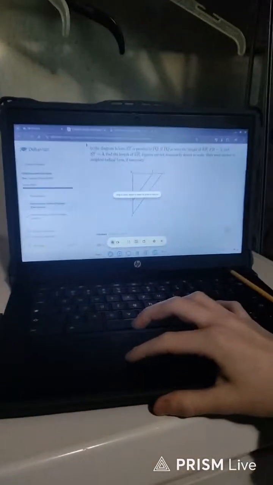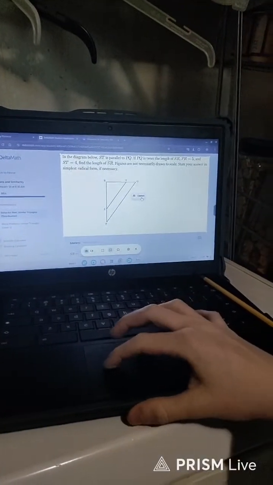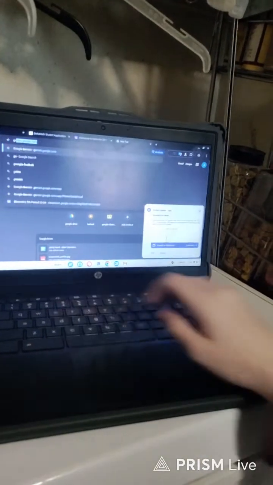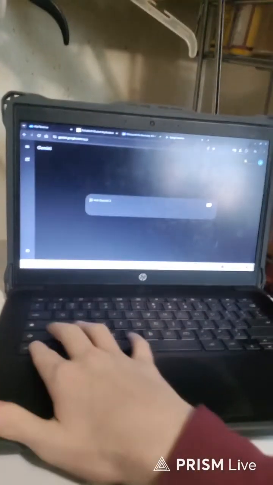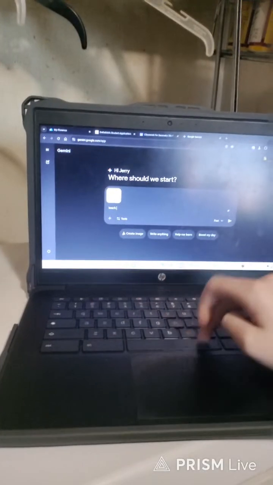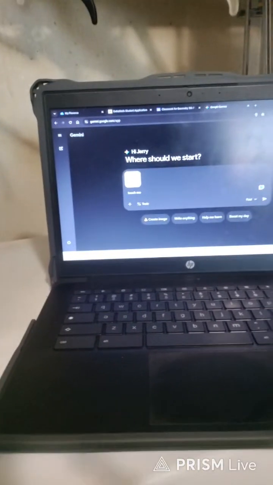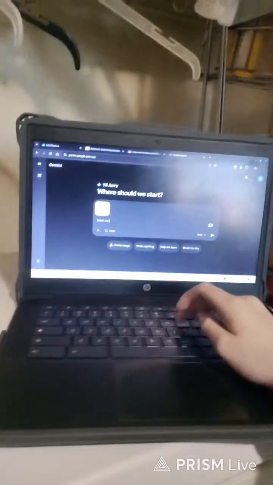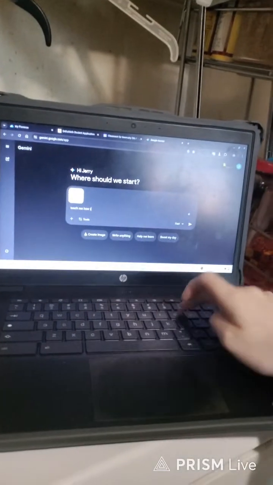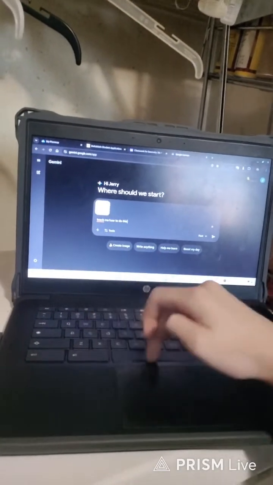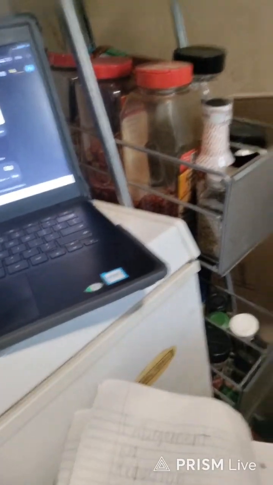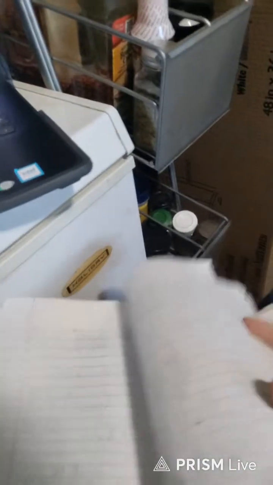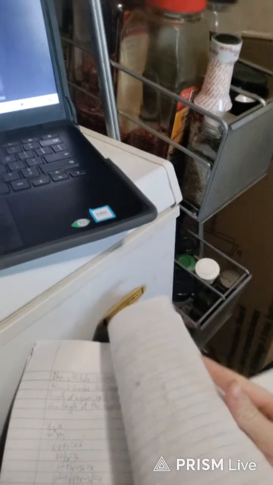Just like last night, I'm going to have Gemini teach me this. Not give me the answer. Just teach me. Did I just get a notification about something? Okay, it's not important. Teach me how to do this. Don't give me the answer. Let me go to my notebook and write it down once I learn how to do this.